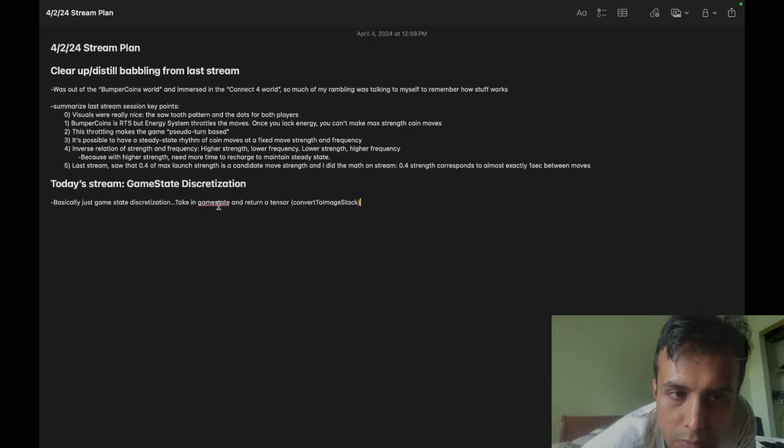Connect 4 is nice and discrete because all the values are between columns 0 through 6, because there are 7 columns, right? And the coordinates are basically fixed, whereas in BumperCoins they're floats. Well, not floats, they're fixed point numbers. That means there's a decimal value. It's not all clean round integers, they can be fractions. So we have to do some rounding to pass it into a neural network. That's basically the idea right now for the discretization.